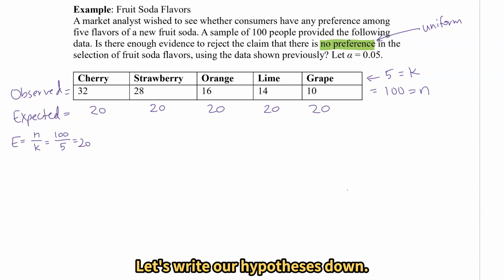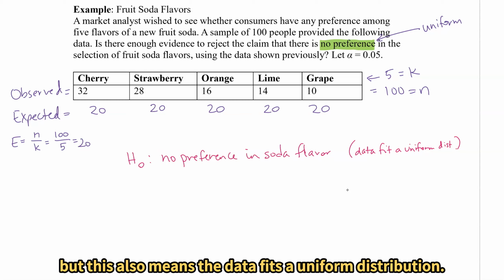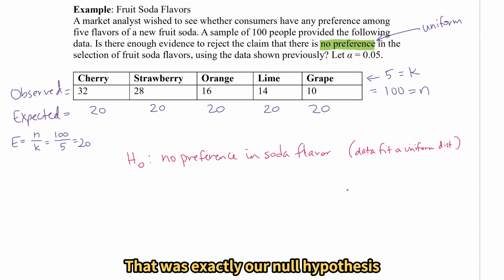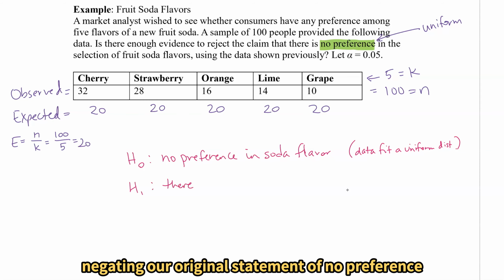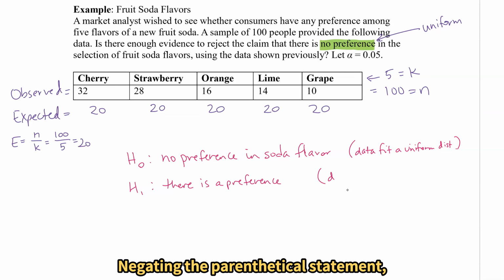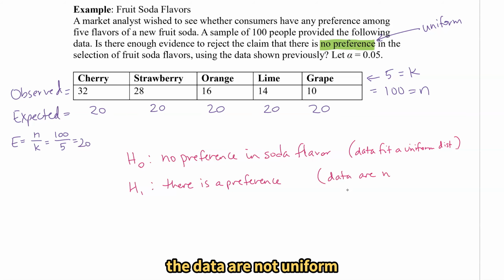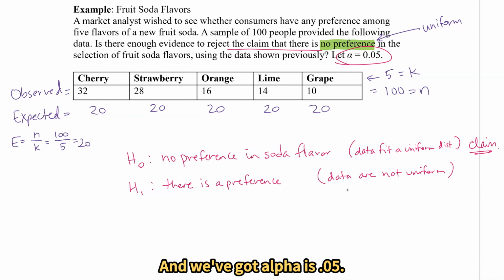Let's write our hypotheses down, and I'm going to write in 2 different ways. The null hypothesis is there is no preference in soda flavor, but this also means the data fits a uniform distribution. So it's fitting a particular distribution. That was exactly our null hypothesis that we talked about before. And our alternative, negating our original statement of no preference, we would say there is a preference. Negating the parenthetical statement, the data are not uniform. The claim is the null hypothesis because it says it right there. The claim: there is no preference. And we've got alpha as 0.05.